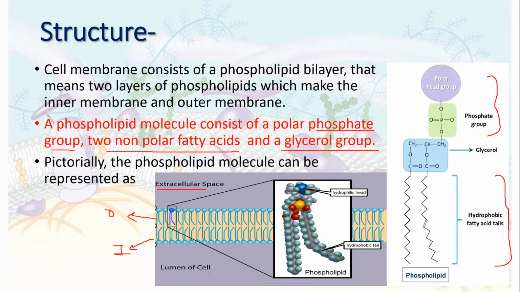The phosphate group which forms the polar head is hydrophilic in nature. Hydrophilic means which loves water. So, as it is hydrophilic in nature, it is obvious that it hates lipid. So it is lipophobic.